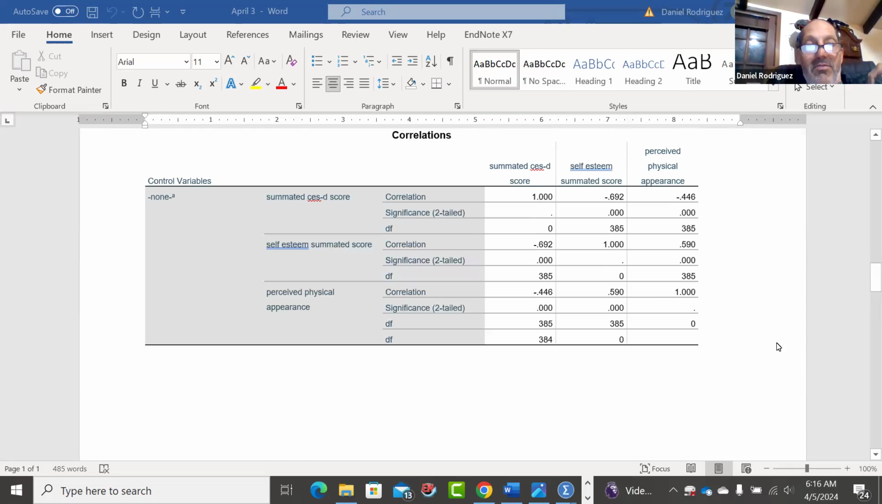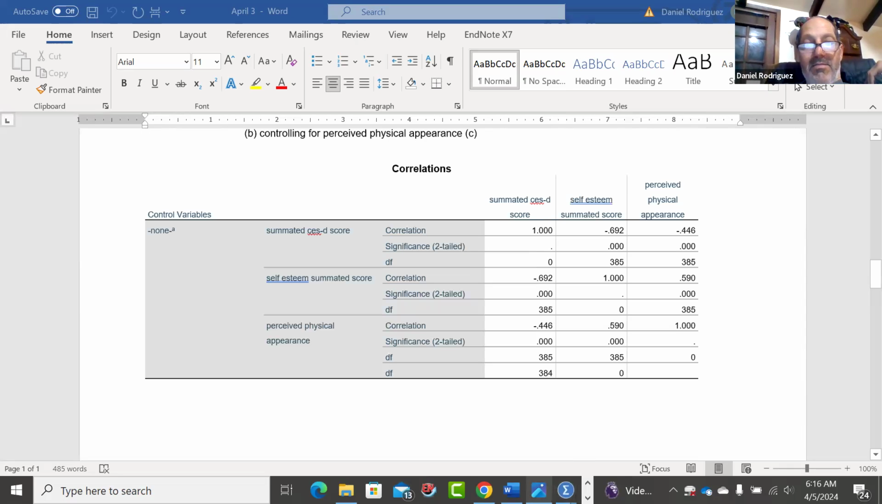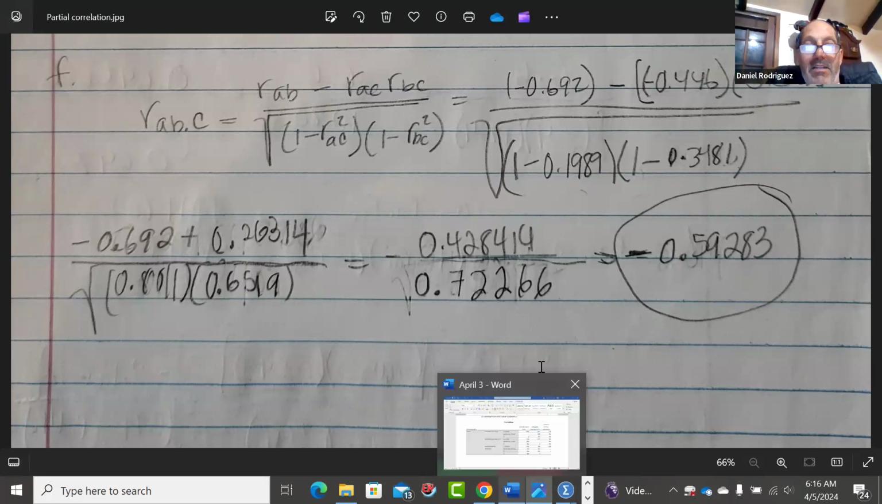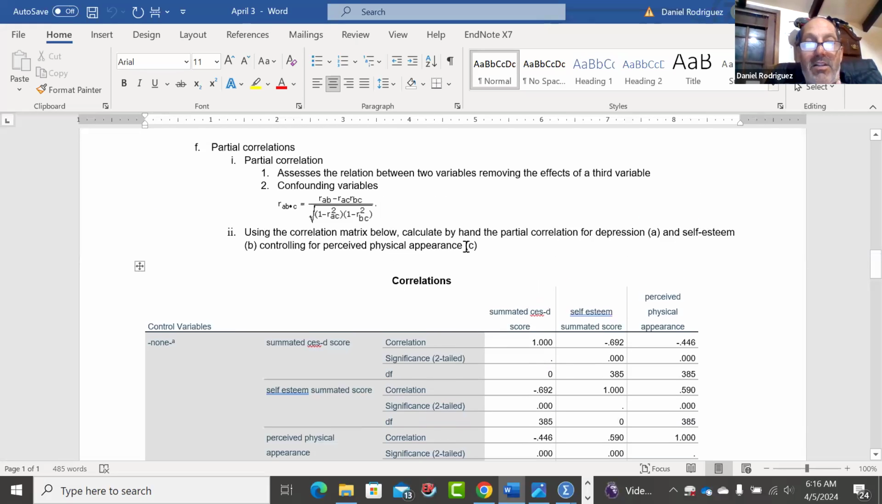All right, so let's go ahead and do this. So here's your correlation, and in my beautiful handwriting, I did this for you. Again, here's the equation written down. Calculate the partial correlation for depression. So variable A is depression and self-esteem is variable B, because depression and self-esteem are strongly related. In fact, you can see it here. The correlation is minus 0.692.